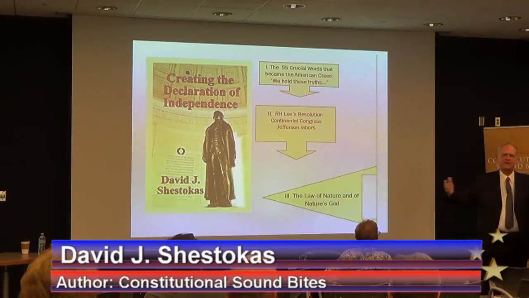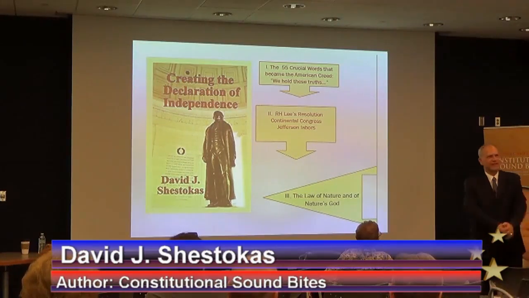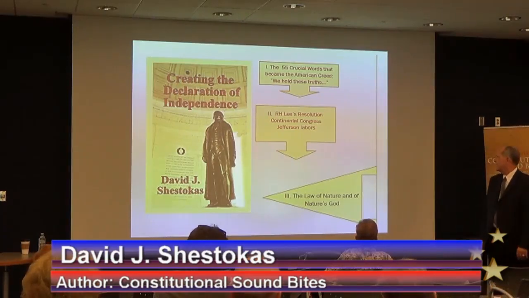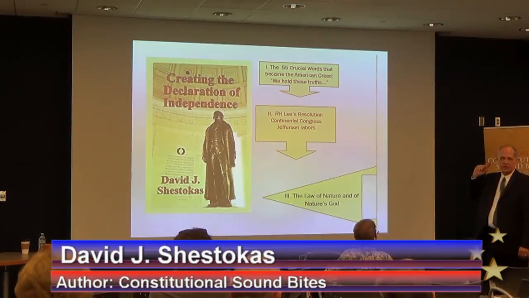Richard Henry Lee proposed a resolution for independence, and the first thing the Second Continental Congress did was form 3 committees. They didn't jump all over it right at the beginning. They formed 3 committees, and they kind of referred that to a committee. So that was the first thing.